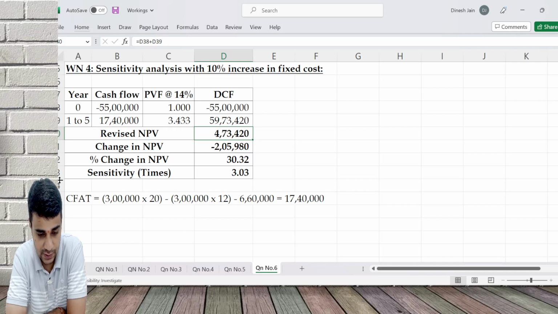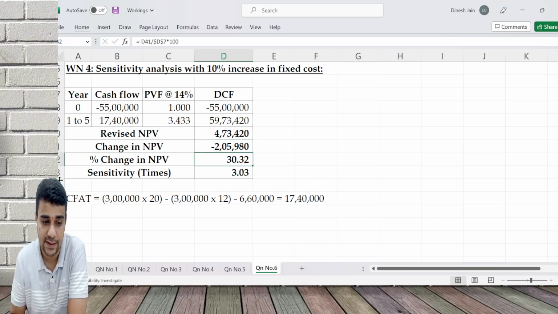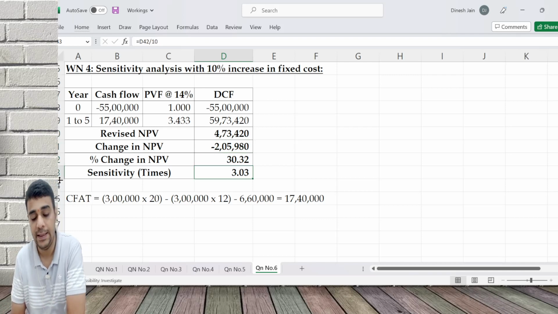There is a change, obviously, but NPV continues to be positive. Some 2,05,000 is the fall. Percentage change is 2,05,000 on a base of that 674. And sensitivity is only 3 times. That is, 10% change has led to only 30% change. 10% increase in fixed cost led to only 30% fall in NPV.